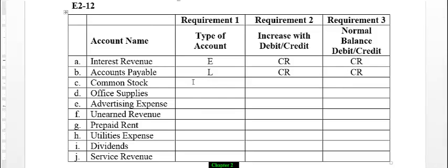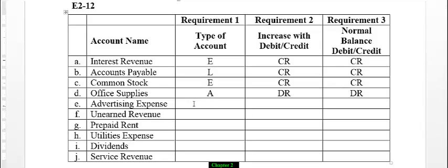Common stock is an equity account. It is a normal equity account. Equity accounts are going to increase as a credit. As an increase in credit, the normal account balance will be a credit. Office supplies are things that the company owns, things that the company is going to use in order to generate revenue. So office supplies are an asset. Assets are going to increase as a debit. As assets increase as a debit, the normal balance is going to be a debit.